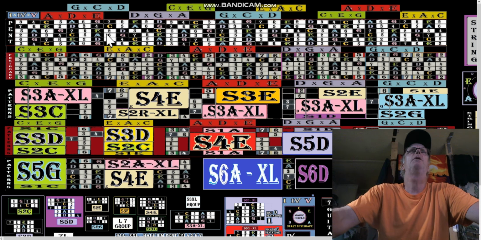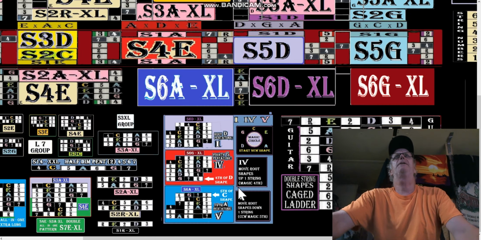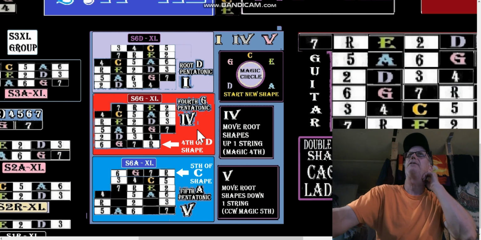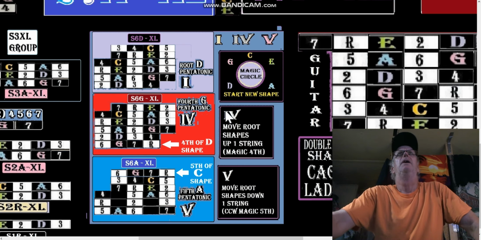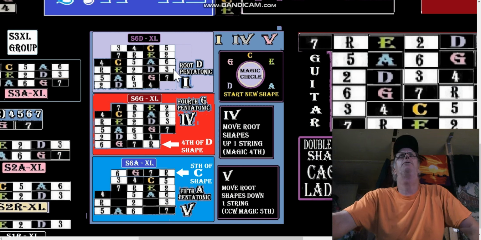And we have the long patterns too that we can look at, but we're going to look at them more closely. So what we're talking about down here, this has a little more information. If I take this first pattern here, and this is a S6D pattern, it's an extra long pattern because we have the root 2, 3. But we're going to start on the D string shape.